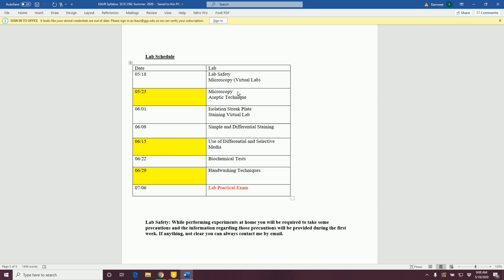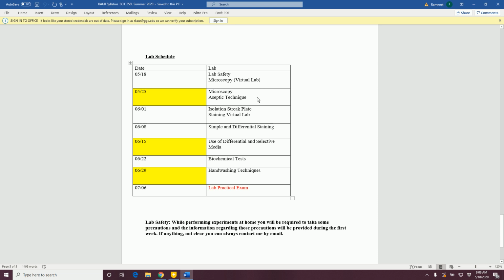That's why this week we are starting with the virtual lab on microscopy, and next week you will get hands-on experience, because as a microbiologist you need to do various stainings. After you do staining, you need to see your sample under the microscope. So microscopy skills are very important. That's why we have a virtual lab, and then the real hands-on lab. Next week we do the real hands-on microscopy lab and the aseptic technique.